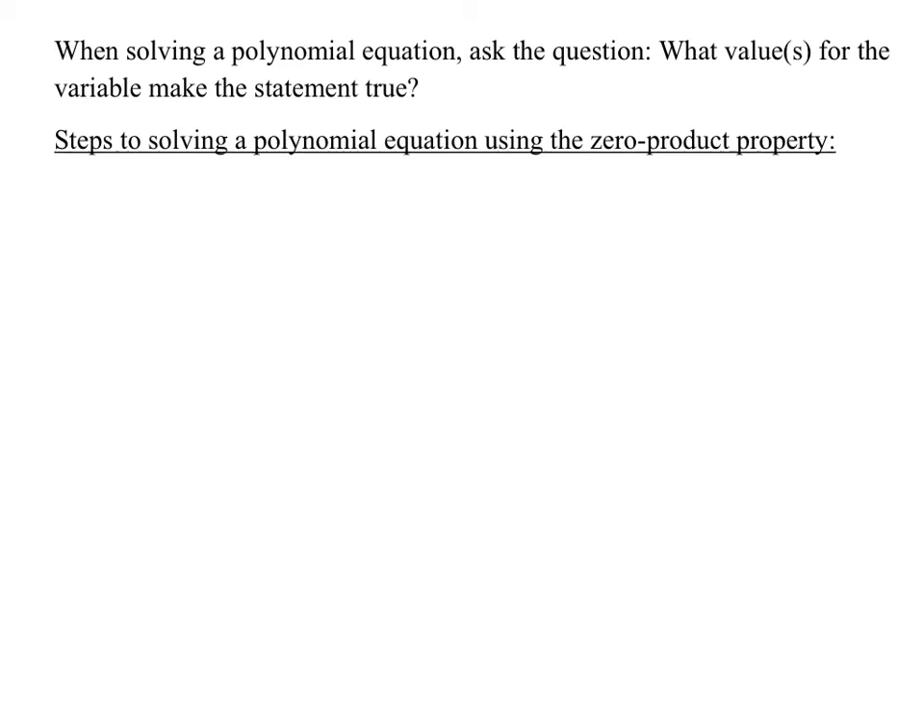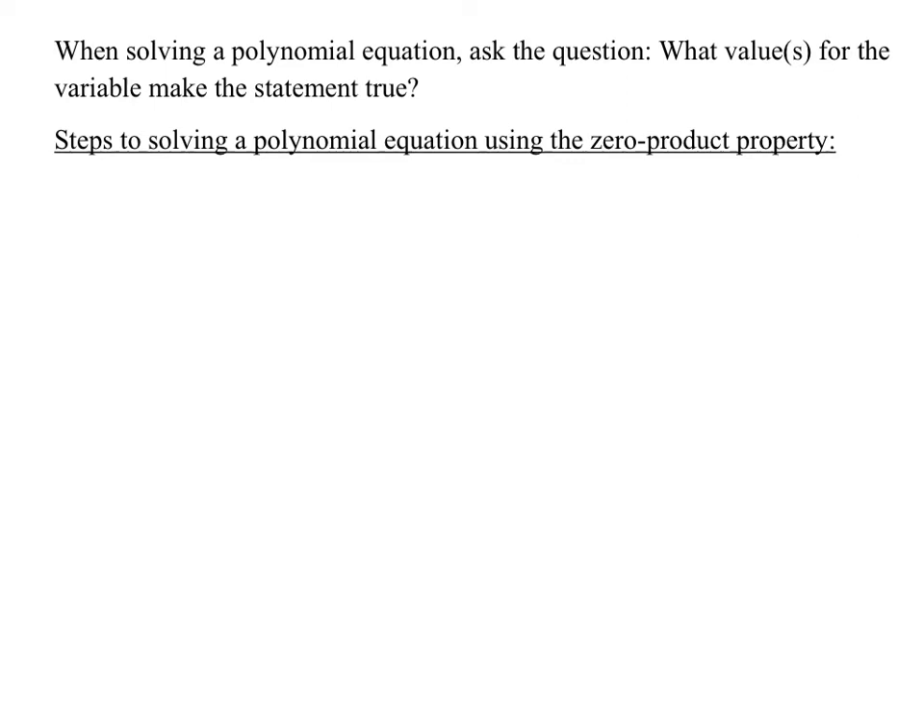And the third step, and this is where the zero product property comes in, is to set each factor equal to zero and solve for the roots. I'm going to define that word again: the roots of the equation. So the third step is to set each factor equal to zero and solve for the roots of the equation.